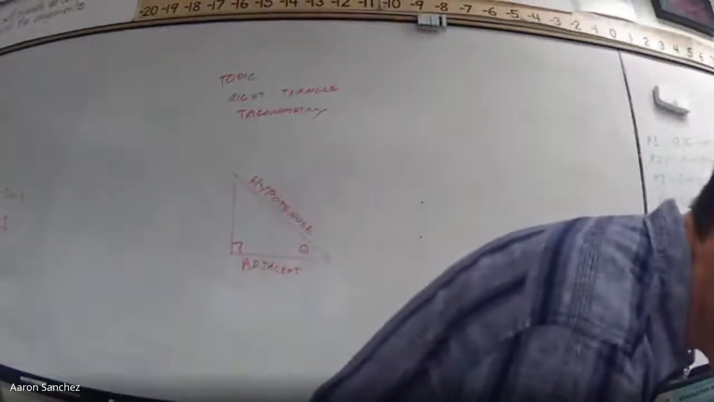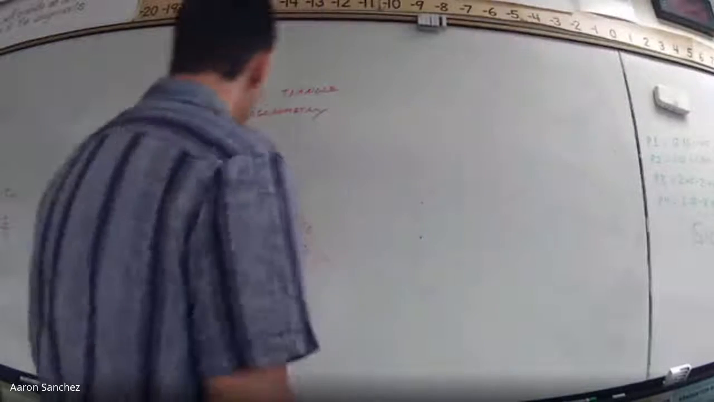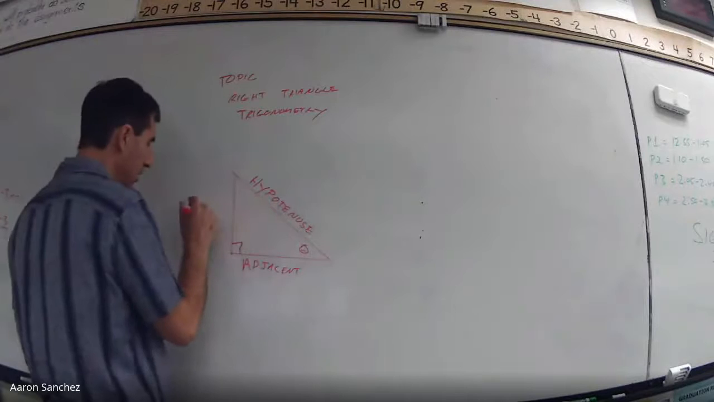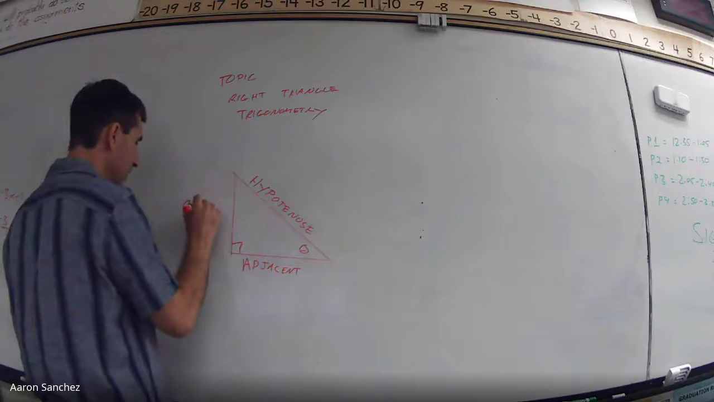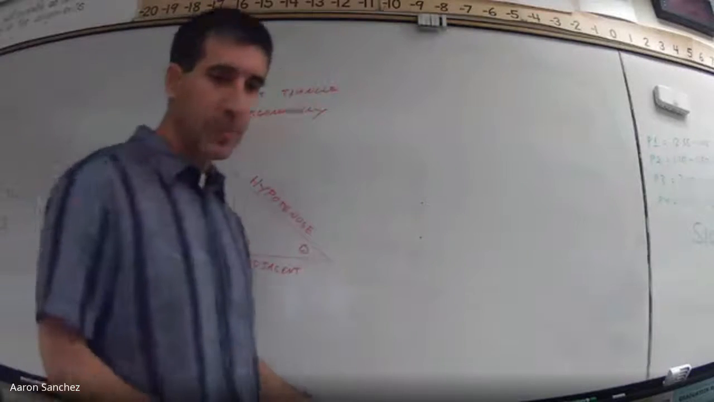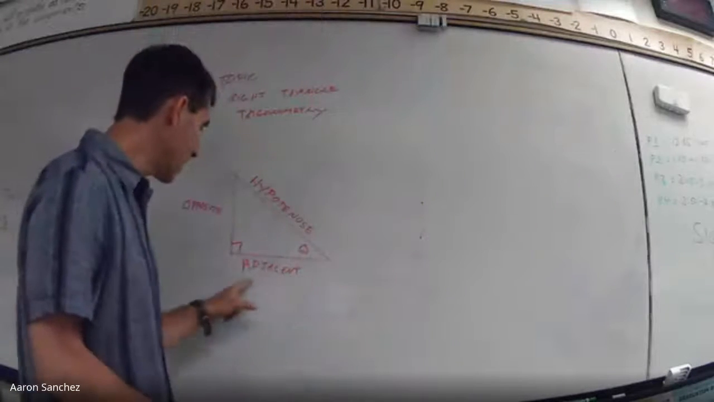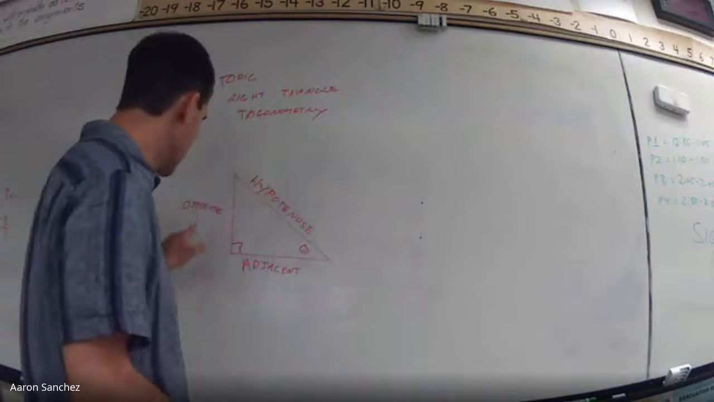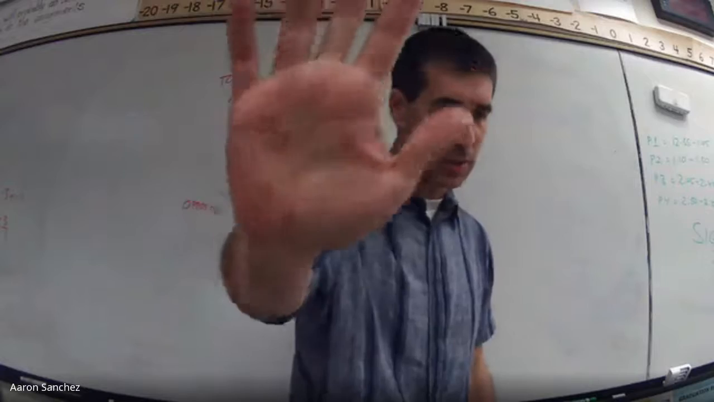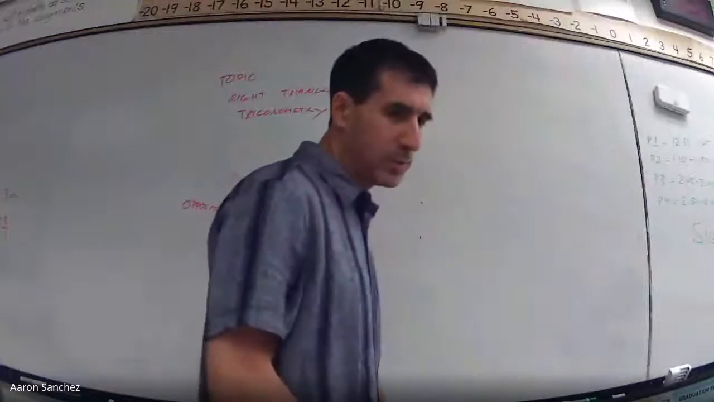Now, Alonzo, what do I call this side that is opposite of the angle? The opposite. It's the opposite side. Now, based on this angle, this side's the adjacent side, this side's the hypotenuse, and this side's the opposite side. Raise your hand if you remember that from last year. Okay, cool. I'm seeing lots of hands.